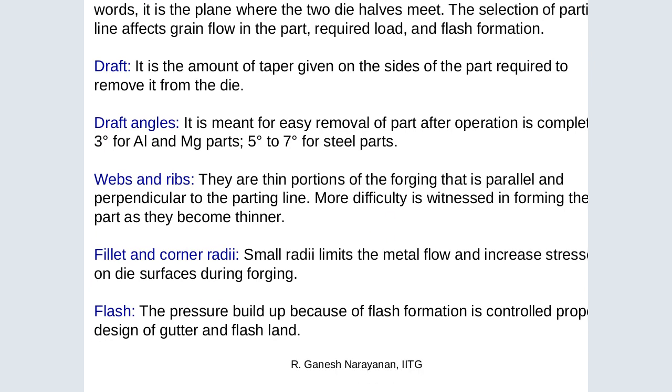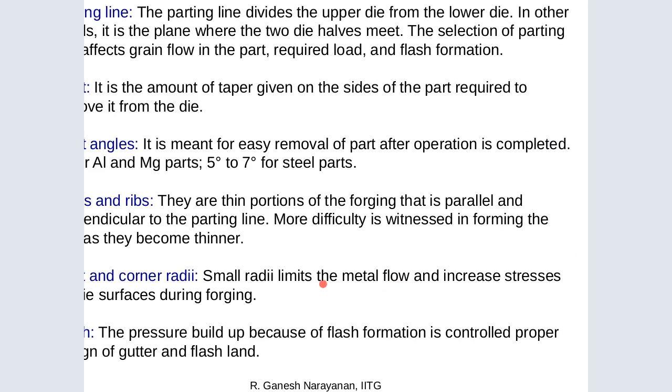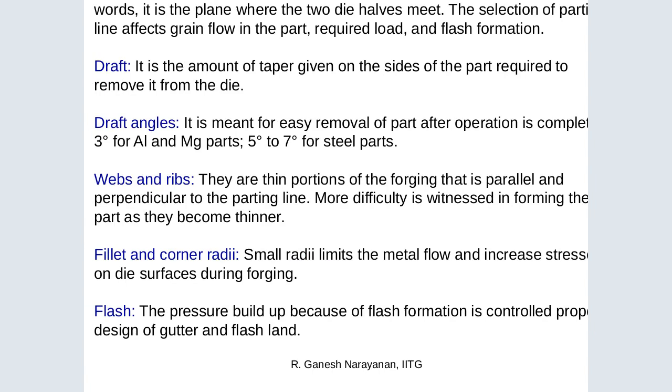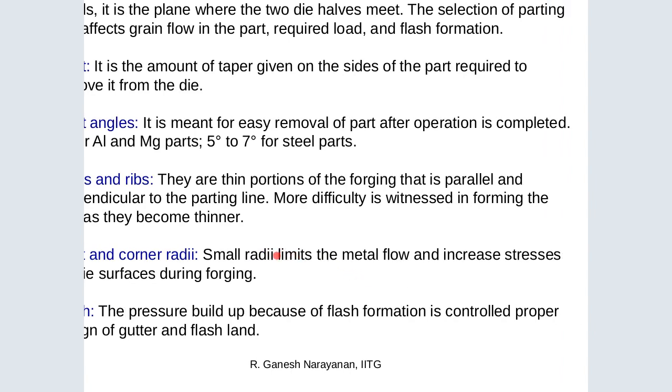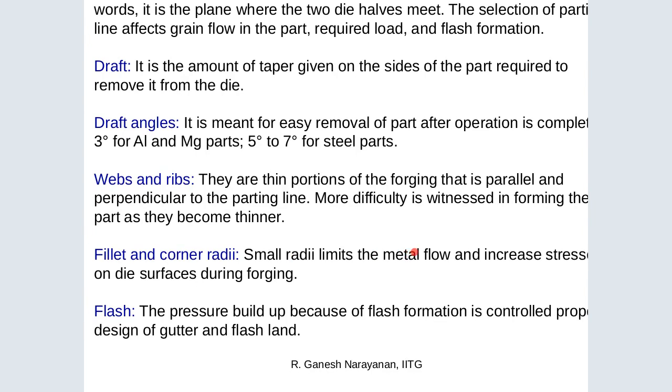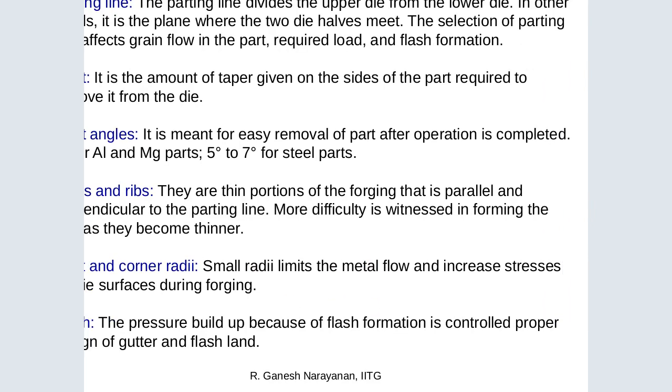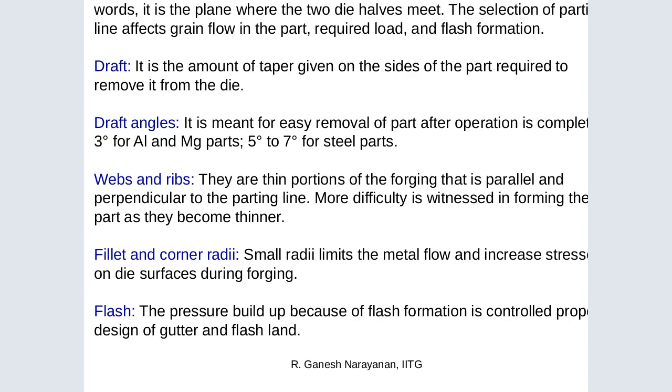The web and rib are thin portions of the forging that are parallel and perpendicular to the parting line. More difficulty is witnessed in forging parts as they become thinner. So, fillet and corner radii: small radii limit the metal flow and increase stress on the die surface during forging. The flash: the pressure buildup because of flash formation is controlled by proper design of the gutter and flash land.